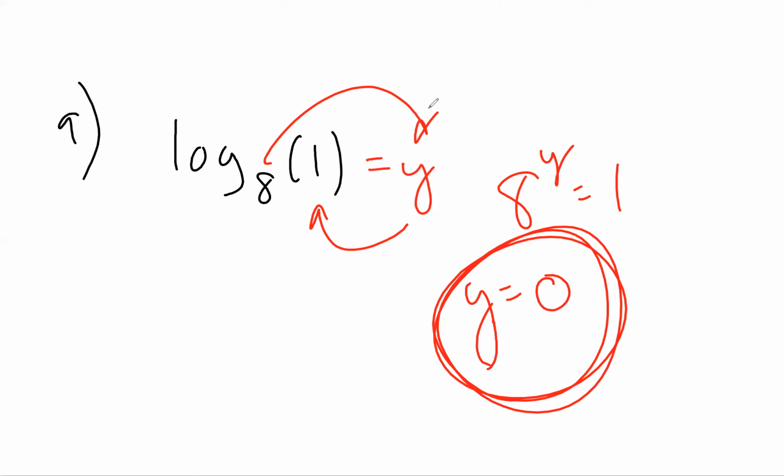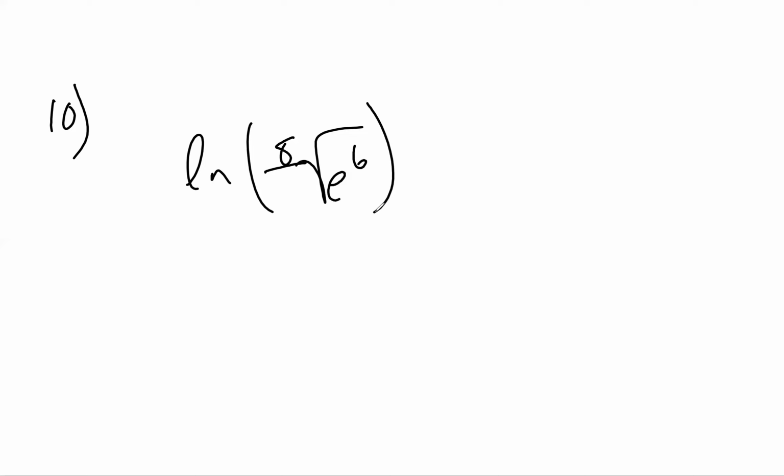All right, so now number 10, this is the one that looked a little weird. Okay, so we have the ln of the 8th root of e to the 6th. And this is what it looks like. And way over here on the side, we're doing a little side note. We said way, way back that when we have the square root of x, it's really x to the 1/2, which means the square is outside and the 1 is inside.